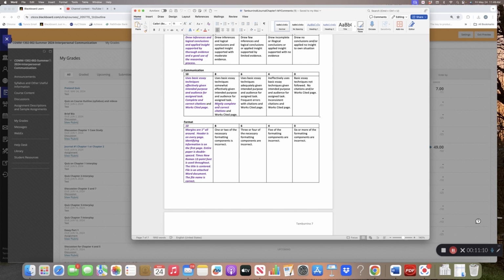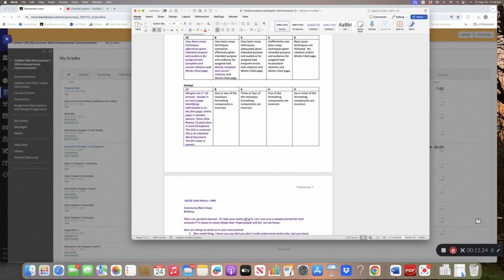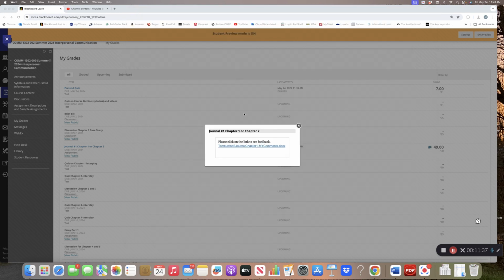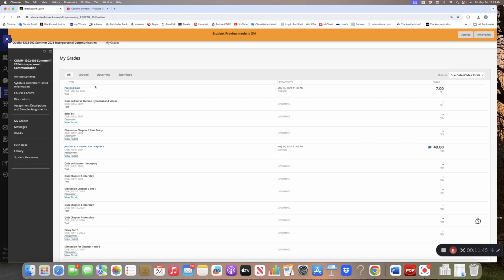So for the first journal, I don't tend to downgrade people if their works cited page or their citations are not accurate. Then I get mean. Okay. And then I will always do here's what I really liked, and then here's what you need to work on. And always the last thing is I will give you an update on what your current grade is. So it's really important to use My Grades and always click on the speech bubbles.